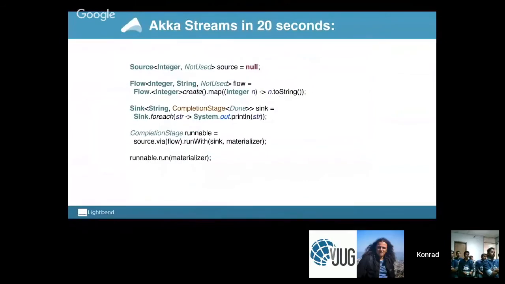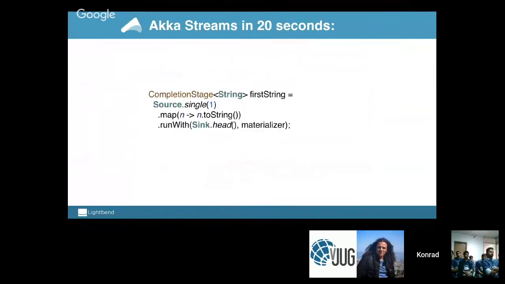Basically, what this means is we have a type-safe and built-in way to talk from within the stream with the outside of the stream. And each of the processing stages can do that. So here is another example of how all of this would look in one line: Source.single, map to string, and then you runWith, and this head basically takes the first element and returns it to you in a completion stage here. So you can just do normal, hand it out as a future, etc. Very useful bridge between the two worlds.